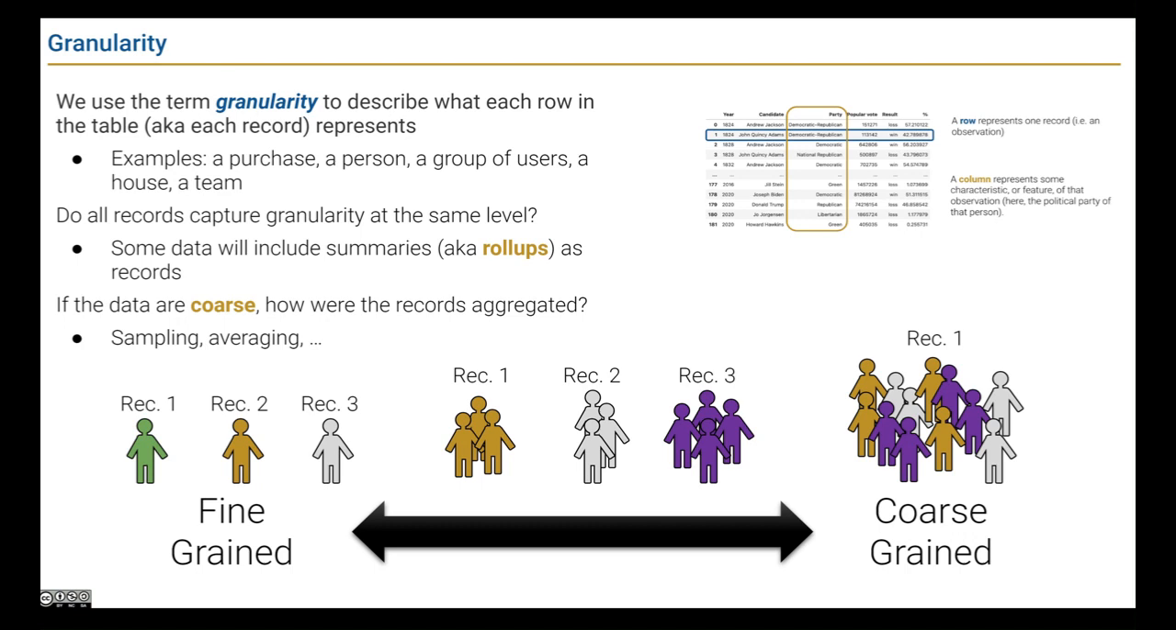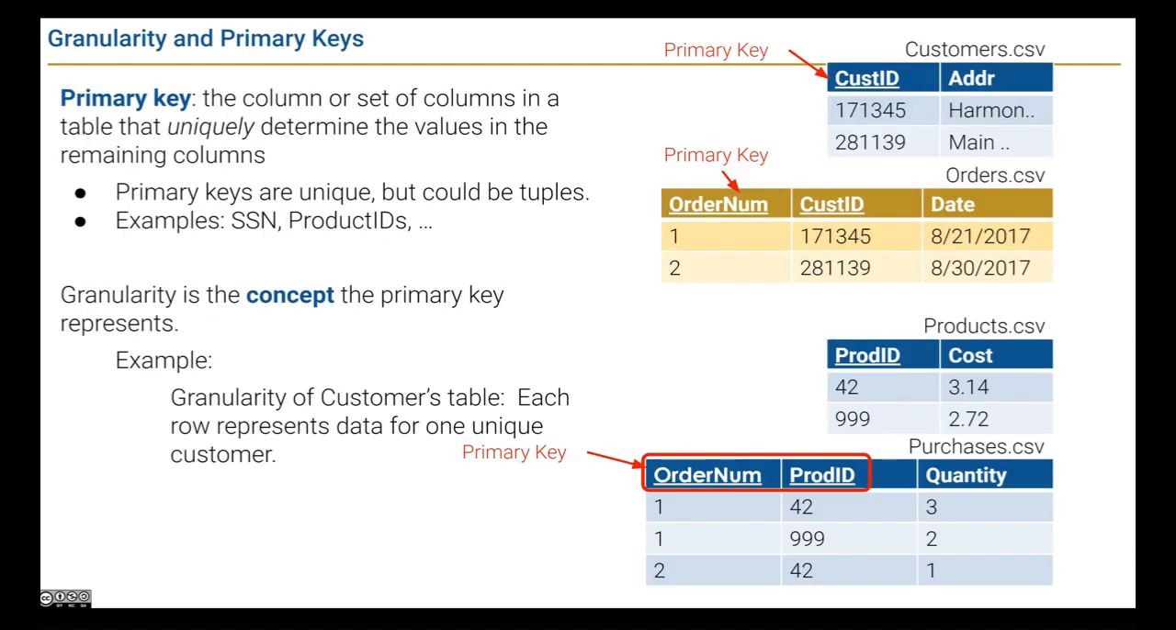Now, I want to tie this back to a concept that we looked at in the video when we were practicing joining tables, and that's the idea of a primary key. If you recall, a primary key is the column or set of columns in a table that uniquely determine the values in the remaining columns. And granularity and primary keys are very tightly related. Granularity is basically the concept that the primary key is representing.